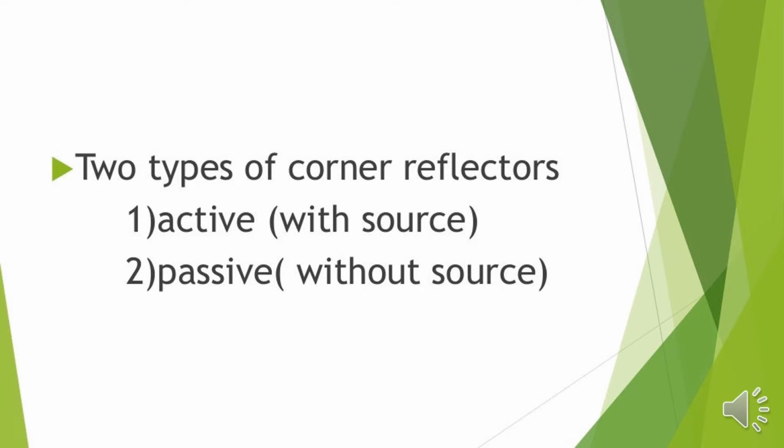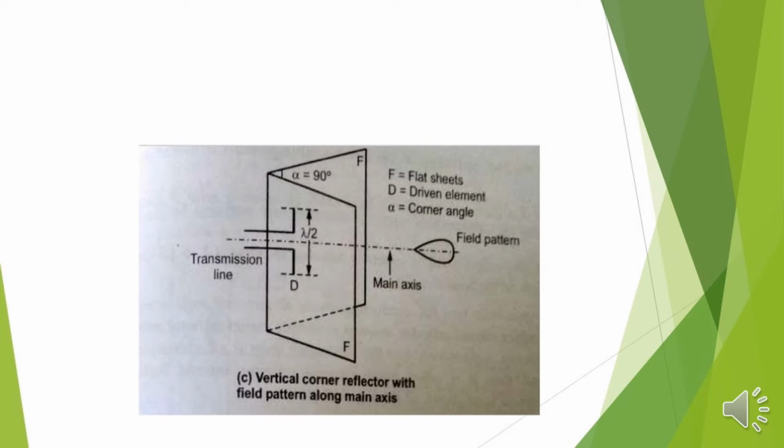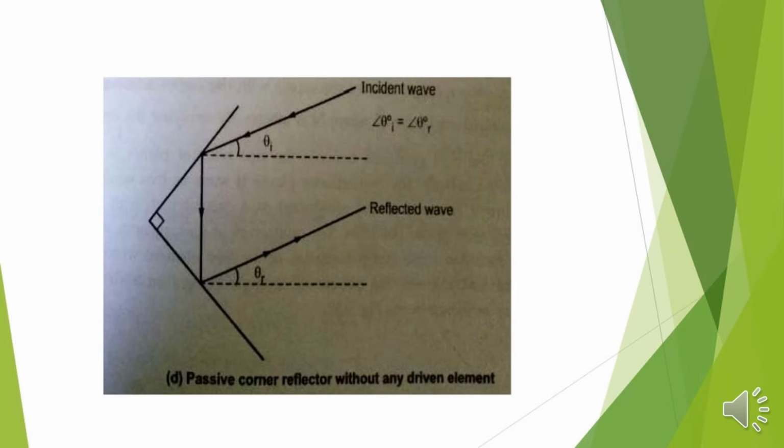So as the name indicates, we can say that there are two types of. So let's see in detail one by one. So this is vertical corner reflections with field pattern along the main axis. So initially we saw the front view as well as the side view. So this is a vertical corner reflection. So here also you can see the flat sheets and then driven elements as well as the corner angle.